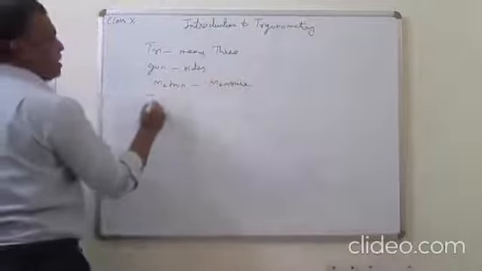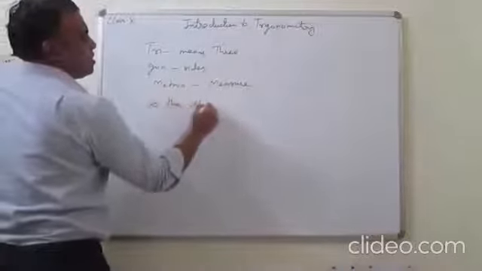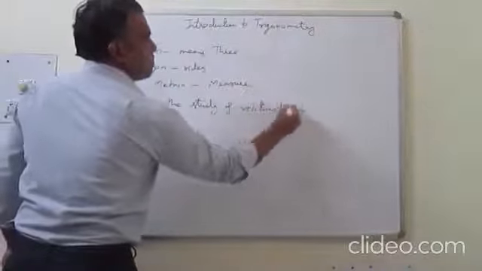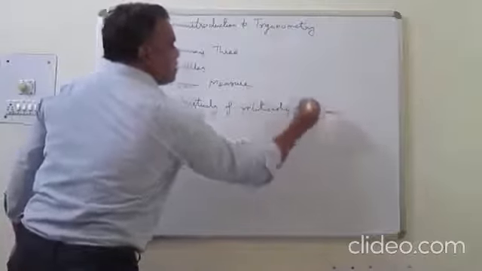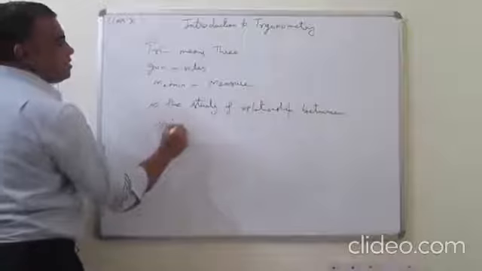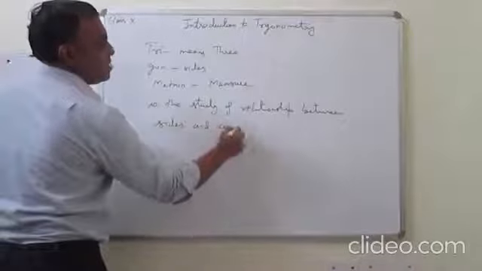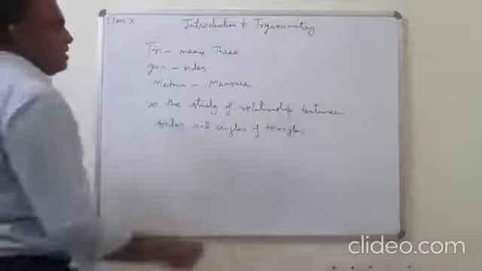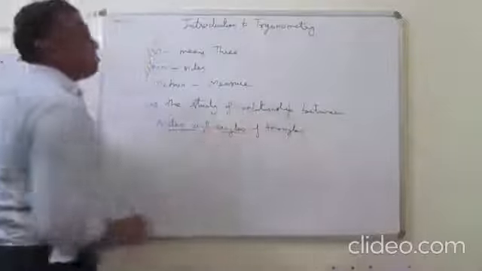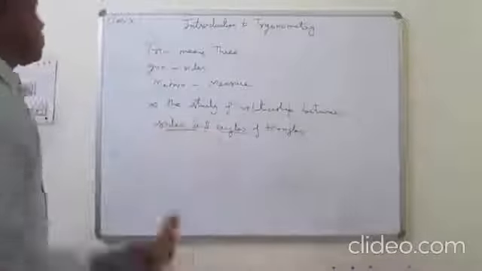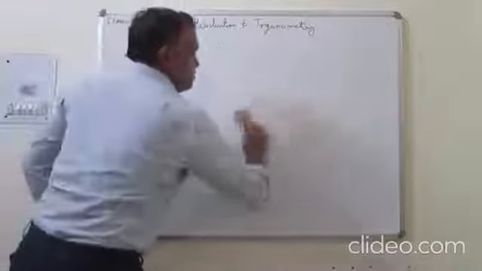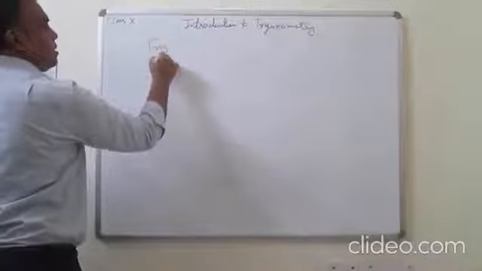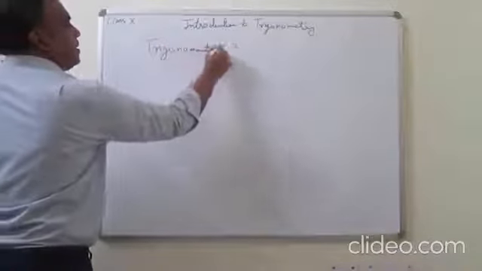So trigonometry is the study of relationship between sides and angles of triangles. So it is the study of relationship between sides and angles of a triangle. So today we will find the trigonometric ratios between sides and angles. Trigonometric ratios.